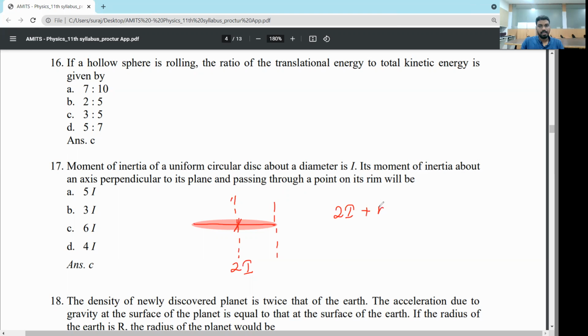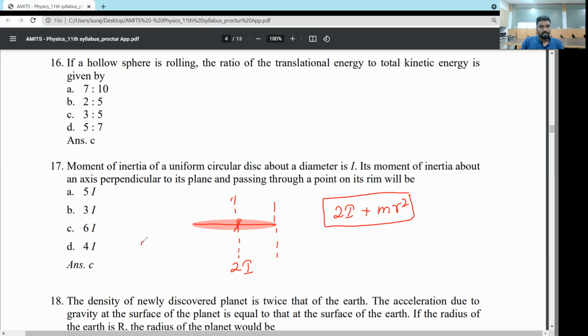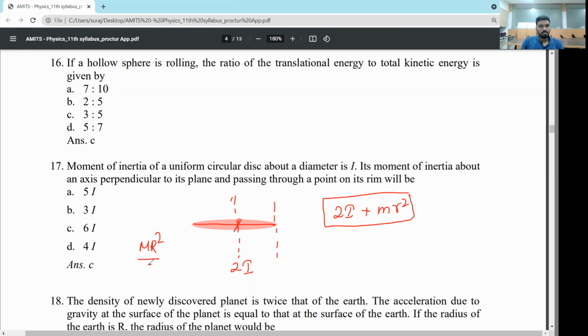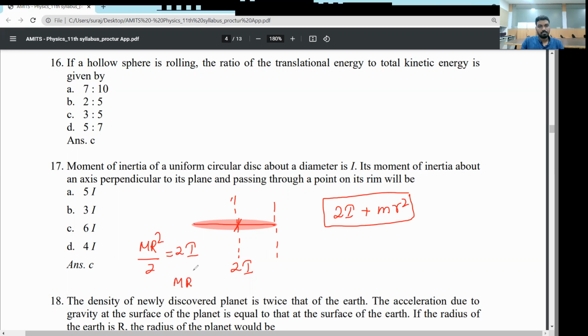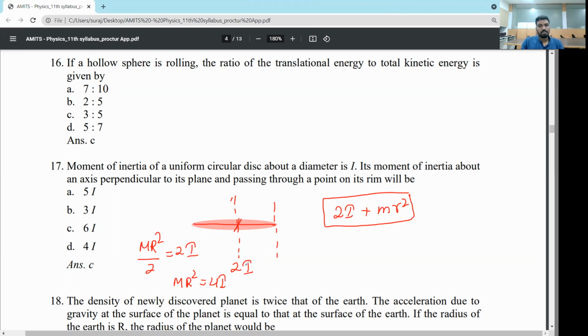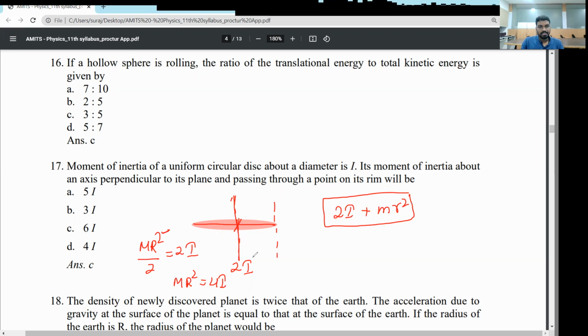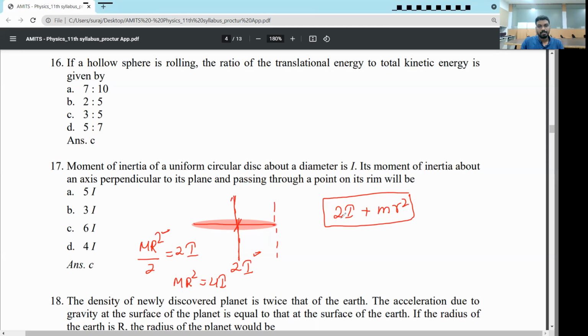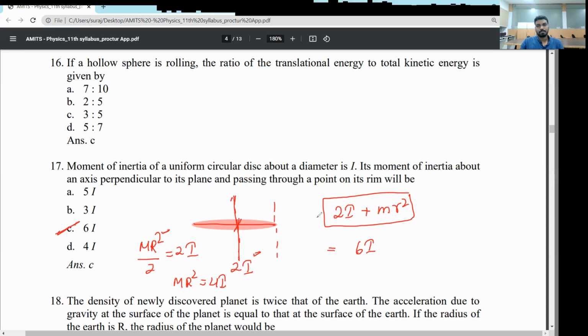So 2I plus m r square. Now I need to find the value of mr square. I know that mr square by 2 is the moment of inertia about this axis, right? And it is given as 2I. That's why I'm equating it. So mr square equals 4I. If mr square is 4I, the answer will be 4I plus 2I, which is 6I. So C is the correct answer.